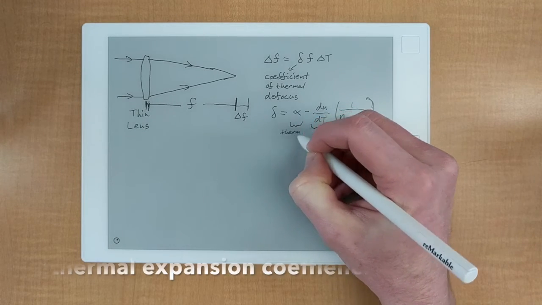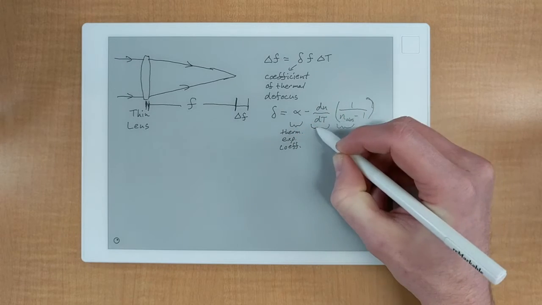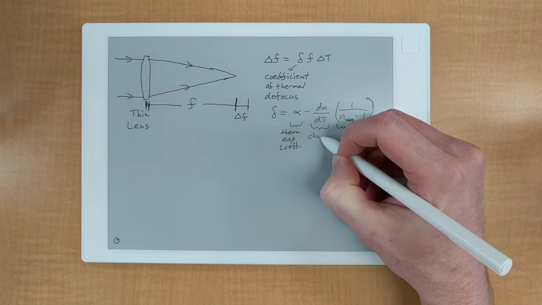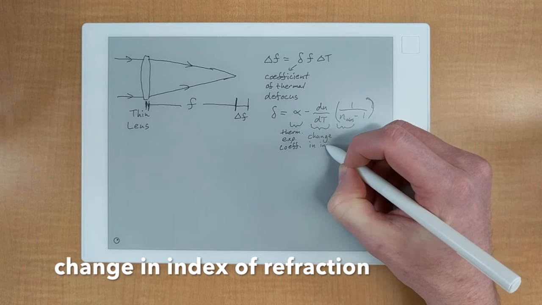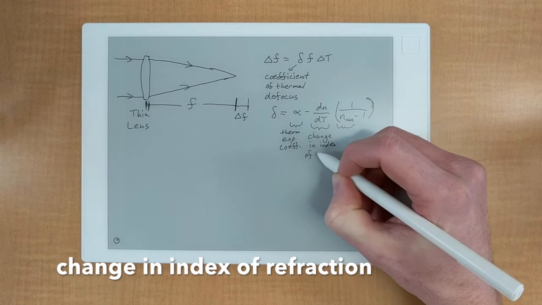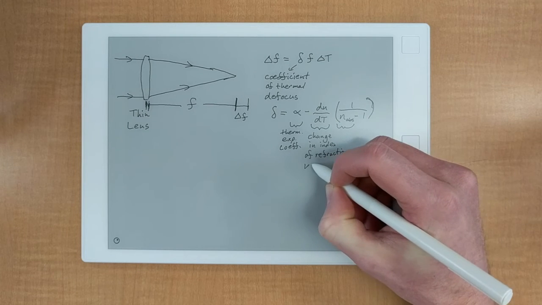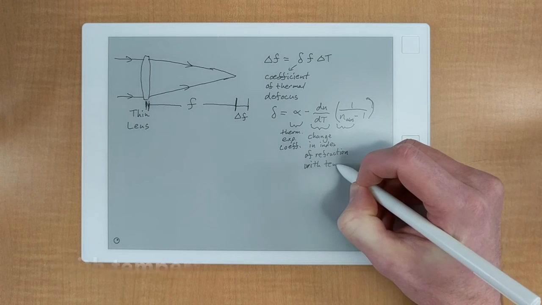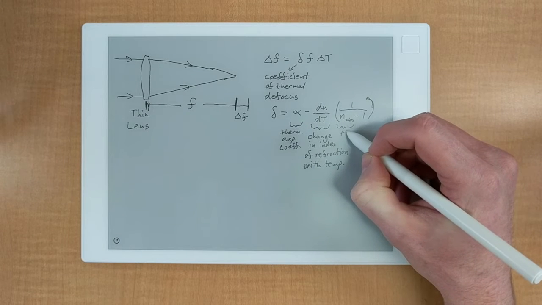So alpha is the thermal expansion coefficient, dN dT is the change in index of refraction with temperature, and n is the refractive index.